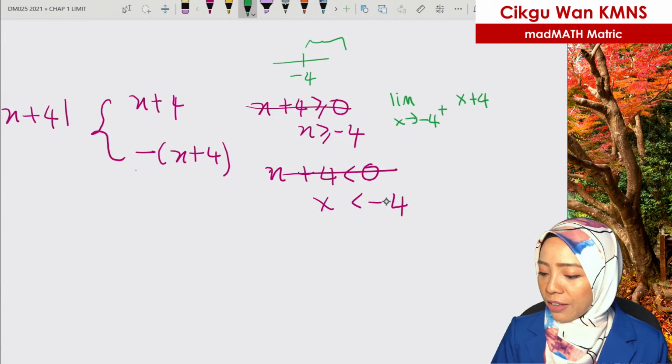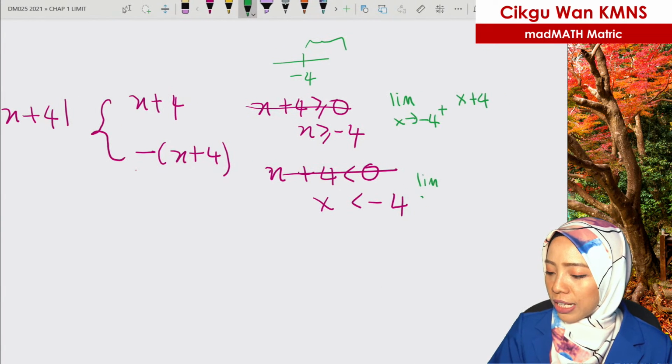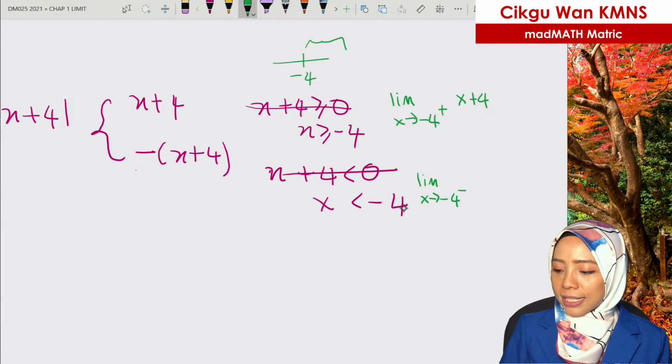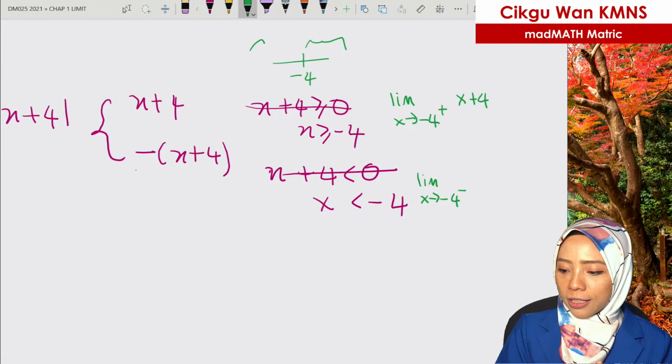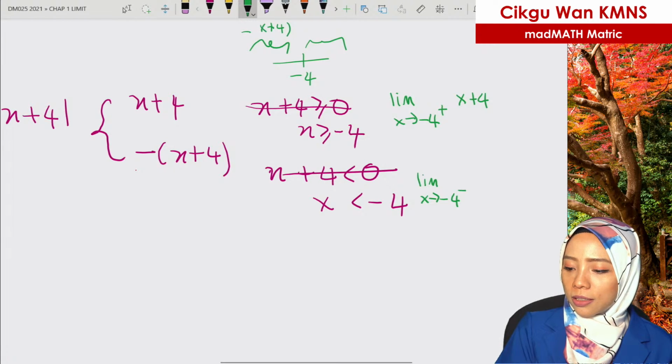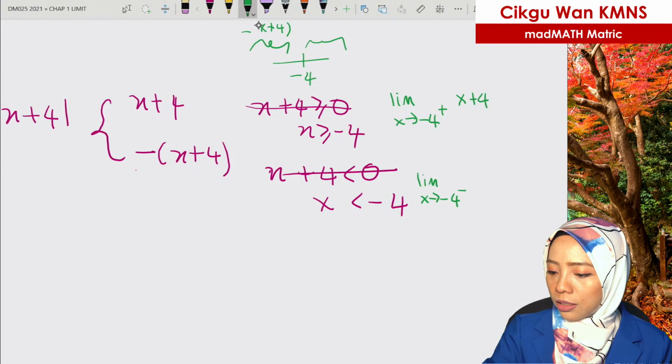Alright. And if you are finding limit x approaching negative 4 from the left, so x is less than negative 4. Ini here you kena guna function negative of x plus 4 here. Okay.